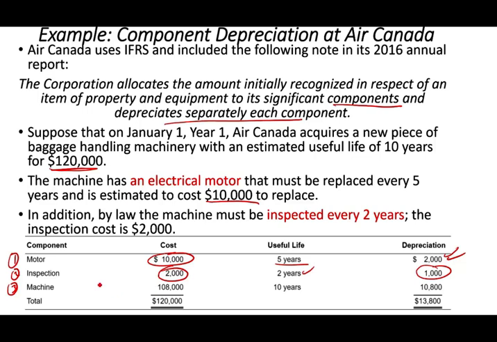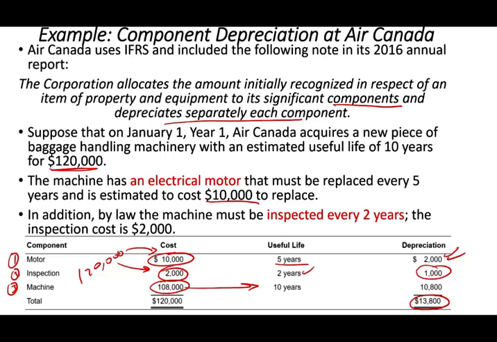The machine is what's left, because remember, of the 120,000 we allocated 10,000 to the motor and 2,000 to the inspection. We are left with 108,000, and this is going to be a 10-year machine, so 10,800 per year. Therefore year one is 13,800. What we did is we took the asset and we decomposed it. Once again, something similar in concept, we have what's called asset segregation under US GAAP.